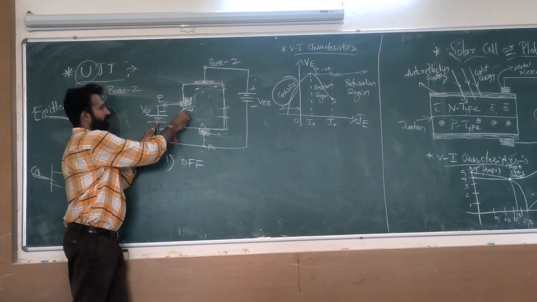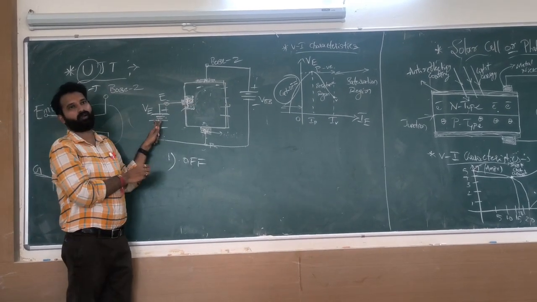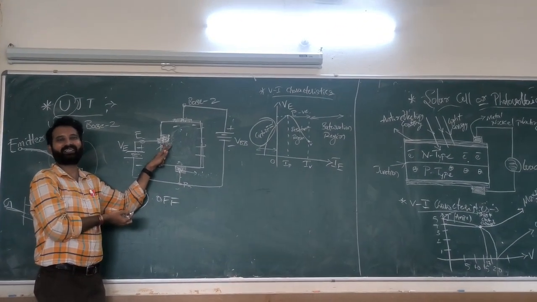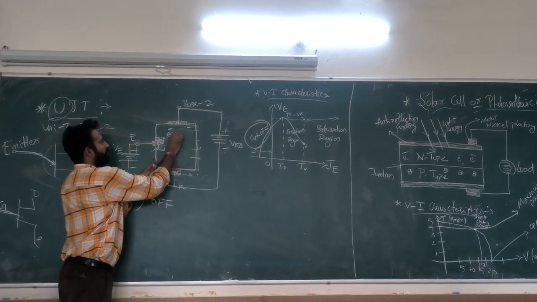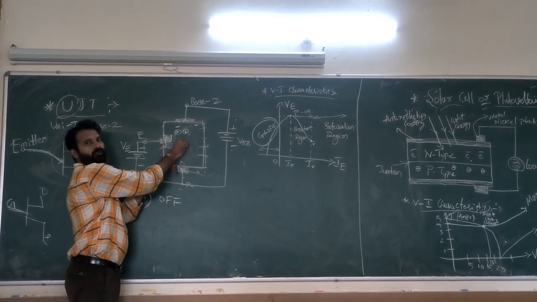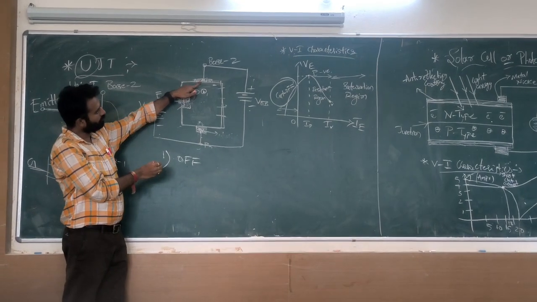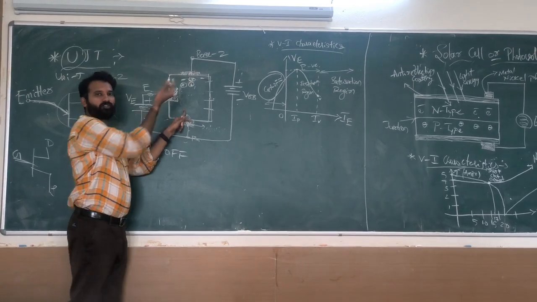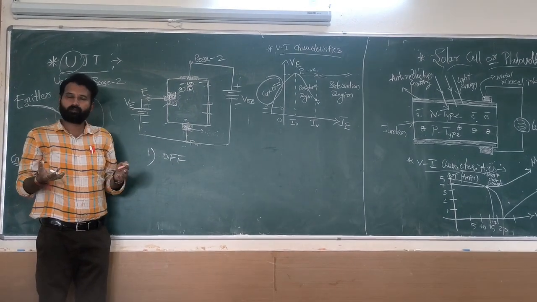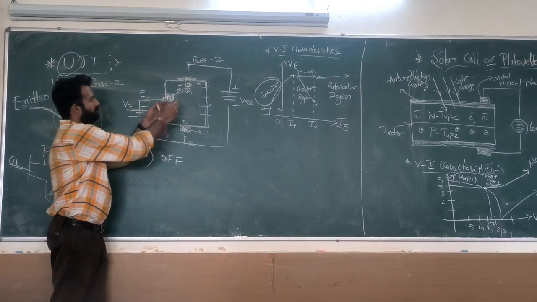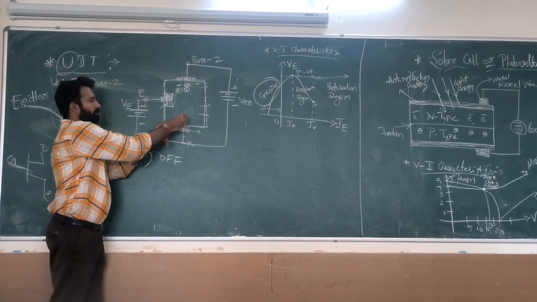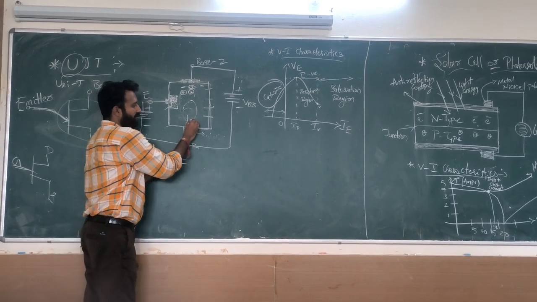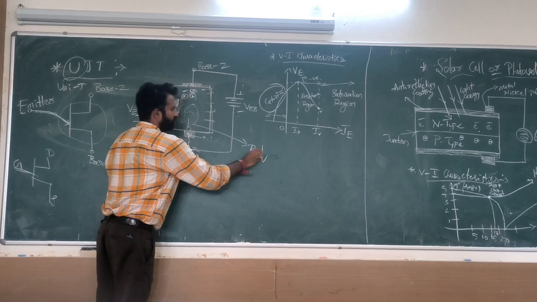Now, if you connect this, what are the majority carriers in P-type? Holes. Consider holes. They come outside from here and are moving in the channel. But what is base 2 connected to? Positive. Positive and positive, so what will happen? They will repel. So they will move to base 2. It means the resistance of this channel decreases.